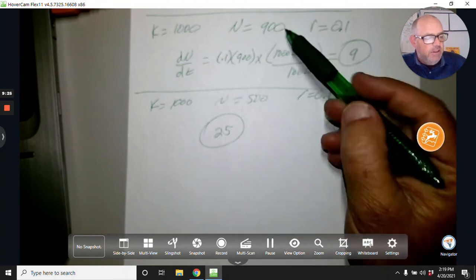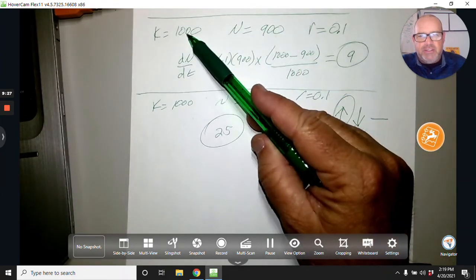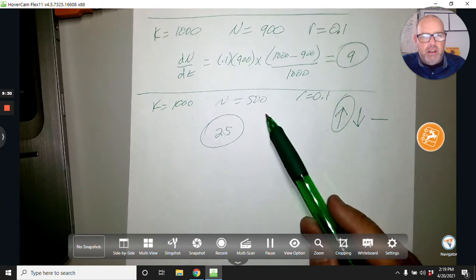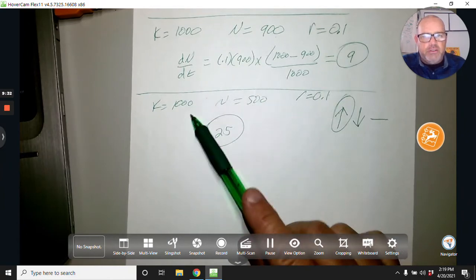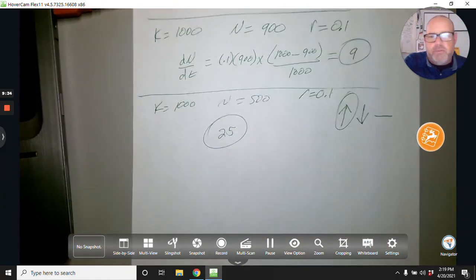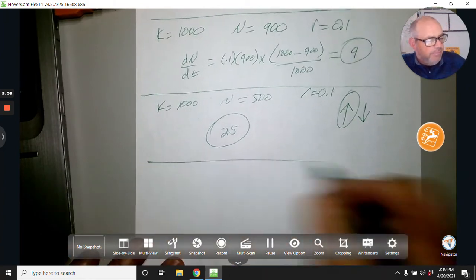And the reason for that is because we started with 900 and the carrying capacity is 1,000. There's not a lot of room for growth there. There's more room for growth, right? 500 to 1,000. So much more room for growth, so your value goes up.